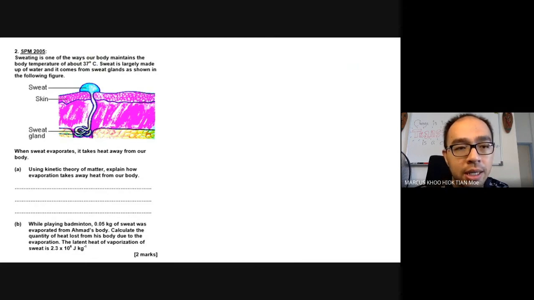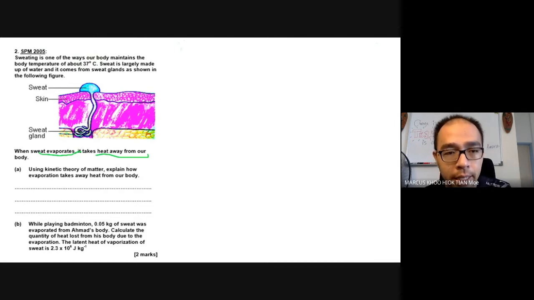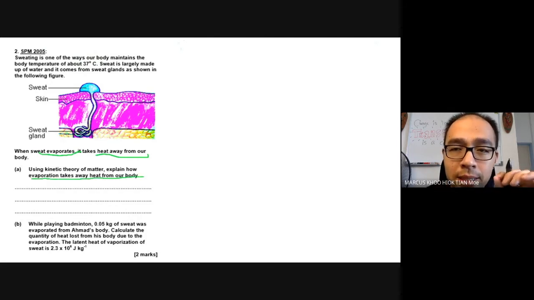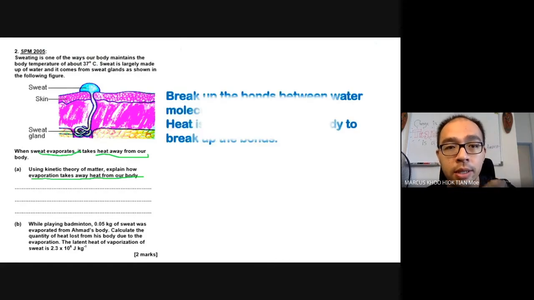So a little bit of biology here. Now, when sweat evaporates, it takes heat away from our body. And this one, I think you all mentioned, this was in the assignment that I gave you, about what happens when it sweats. So again, using the kinetic theory of matter, explain how evaporation takes away heat from our body. Basically, it is the same explanation as I asked you to do in last Friday's class, for those of you that submitted. So I won't ask anybody to answer this, but this is how it is.